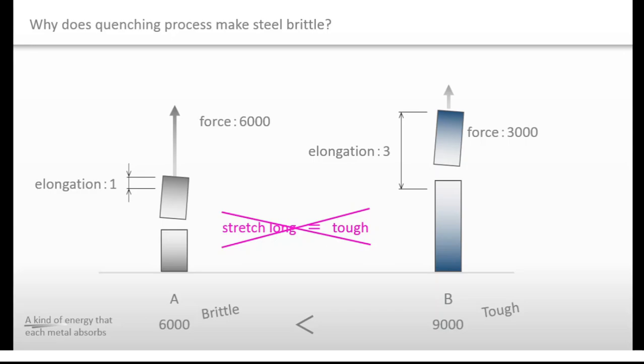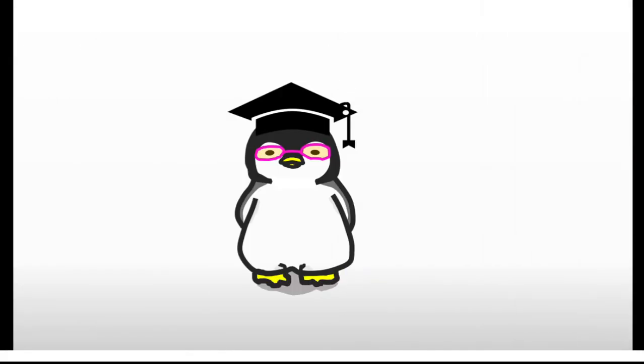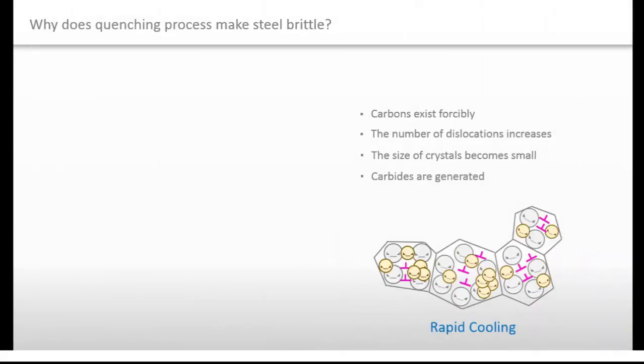I'm going to go back to the topic about quenching. Steel that has undergone the quenching process is hard because of these, as I told you. But why? Do you still remember it? Dislocations cannot move around easily, right? That's why steel becomes hard.